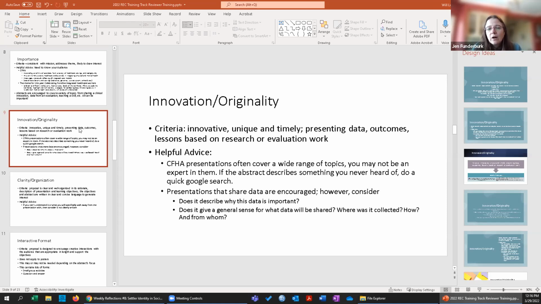Presentations that share data are encouraged. However, it's important to consider why this data is important. Does this data give you a general sense of what's going to be meaningful from it? How was it collected? Where was it collected? How many, etc. If they do present data. Not all of our abstracts do, but that's something to consider when they do.